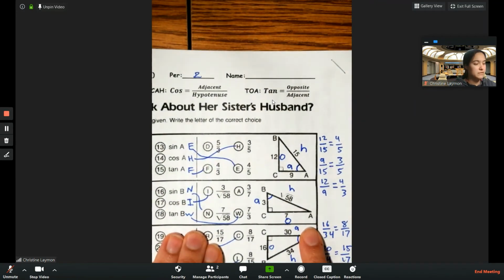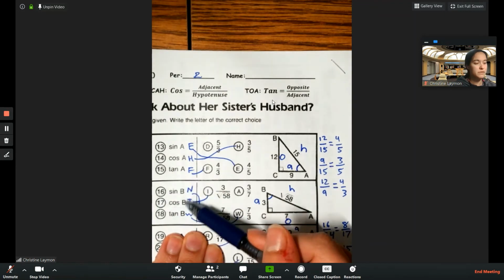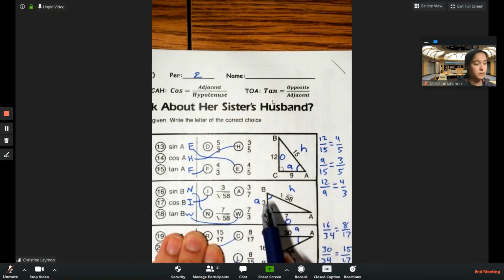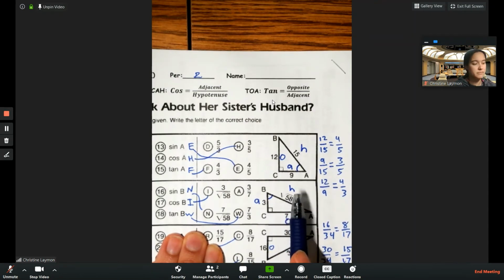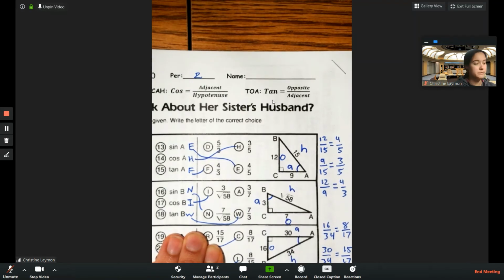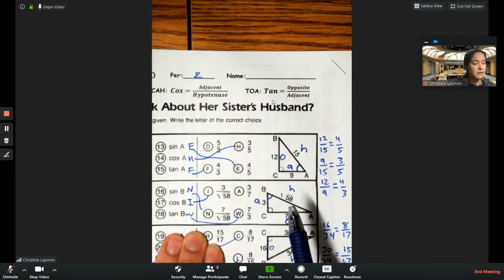Take a look at this next one. This time, their reference angle is B. So I put a little mark up at B. Notice that across my right angle is the root 58. That is my H for hypotenuse. This vertical 3, that is adjacent to the angle. That is a lowercase a. And if it goes straight across to the opposite side, 7 is my opposite.